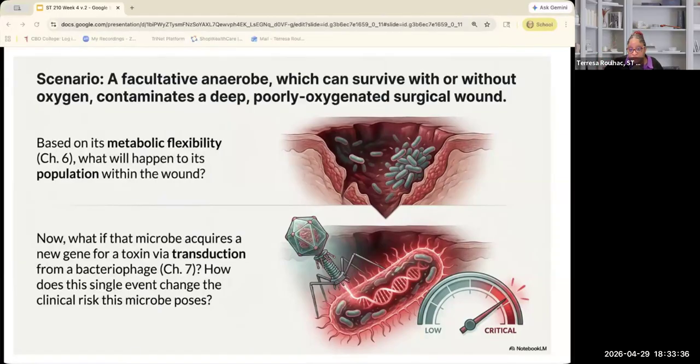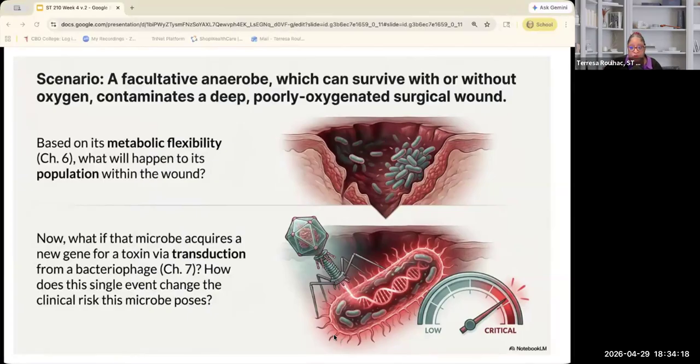Facultative anaerobes can survive with or without oxygen. So, in a wound where oxygen is limited, does the population struggle or adapt? Right? It's going to adapt. In this environment, would you expect the bacterial population to decrease, remain stable, or increase, since I just mentioned that it would adapt? What do you think? And this is important because sometimes you may have a wound like this.